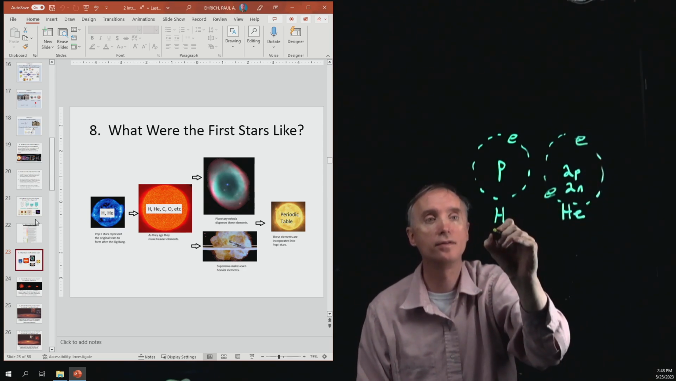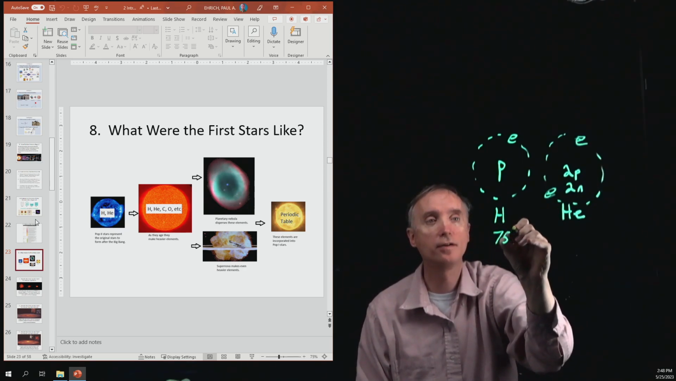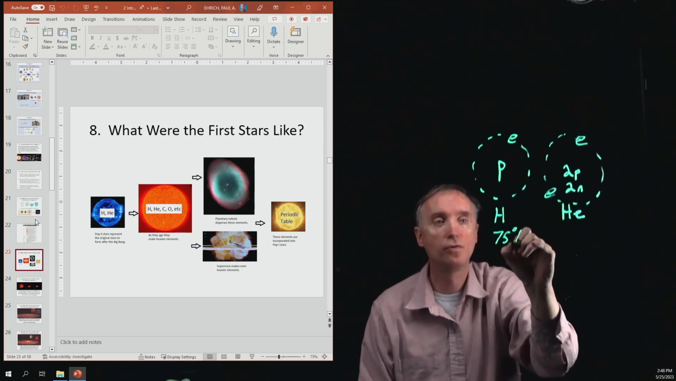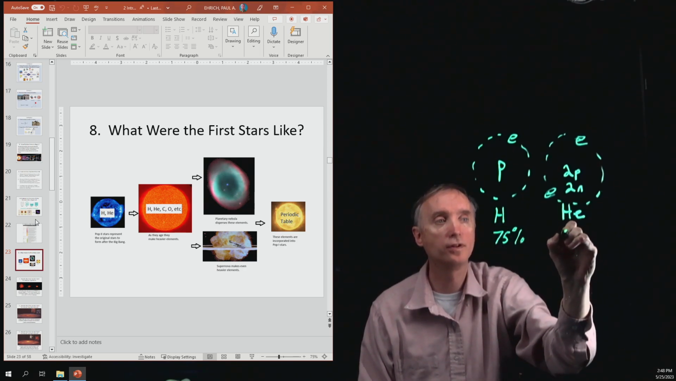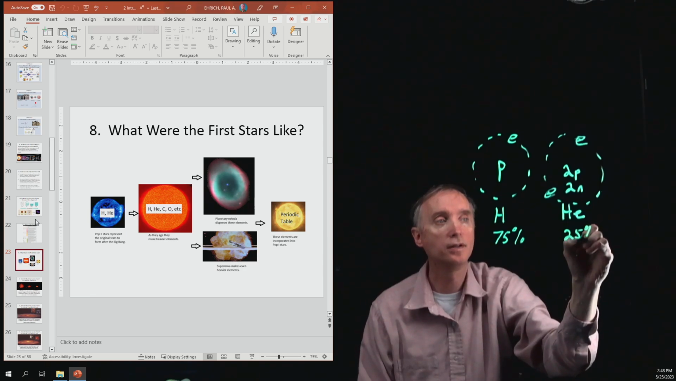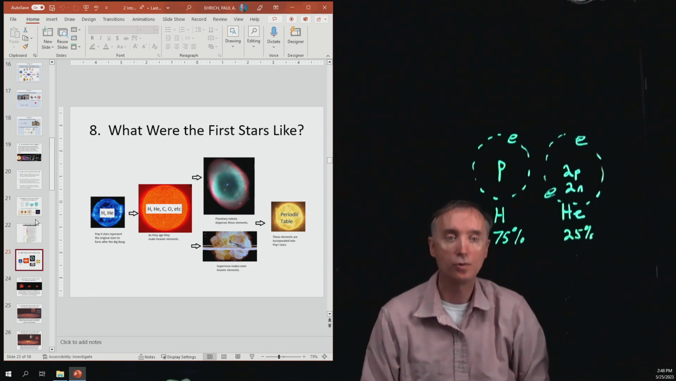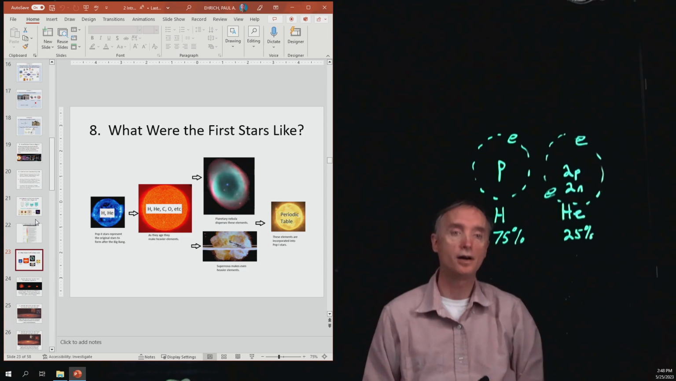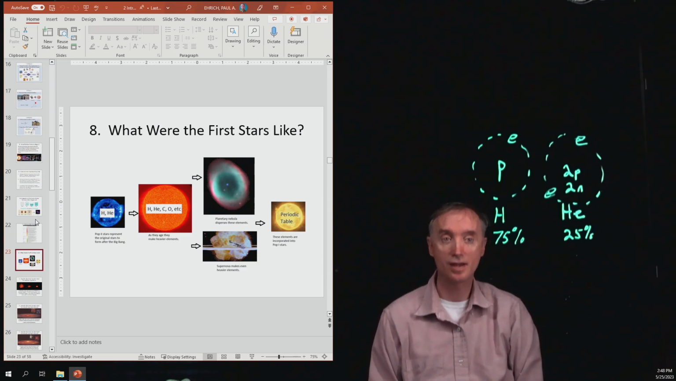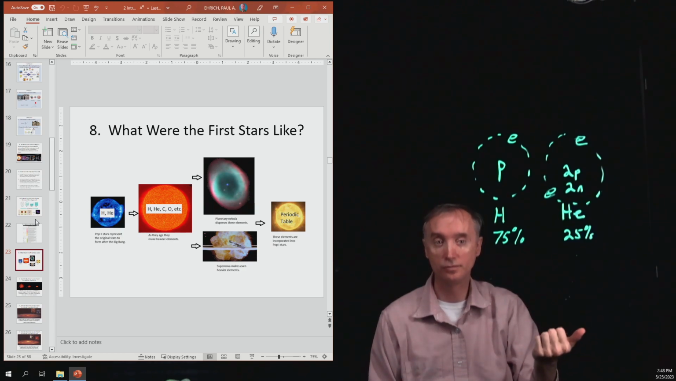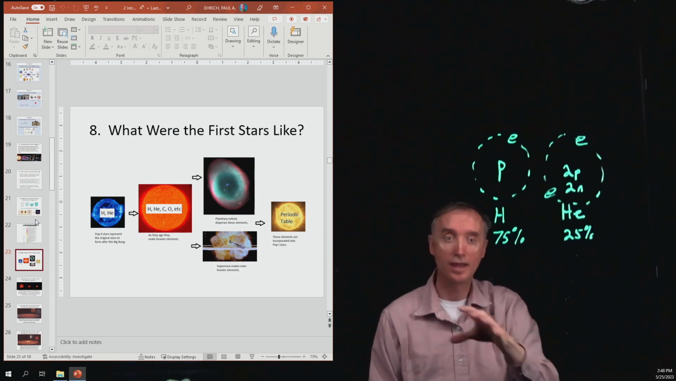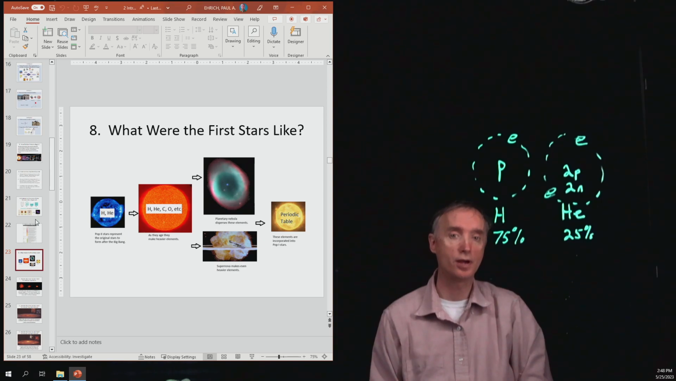And we said that about 75% hydrogen was formed after the Big Bang, and roughly 25% helium formed. So the question is, where did the other elements in the periodic table come from? So oxygen, nitrogen, iron, lead, any of those other elements in the periodic table, where did they come from? Well, they came from stars.